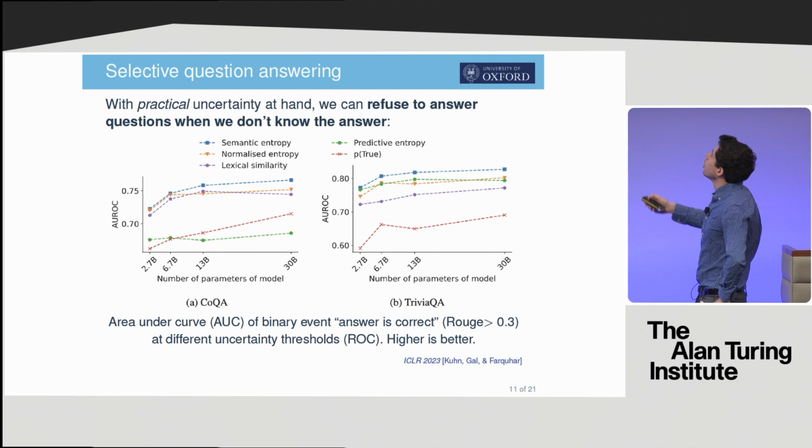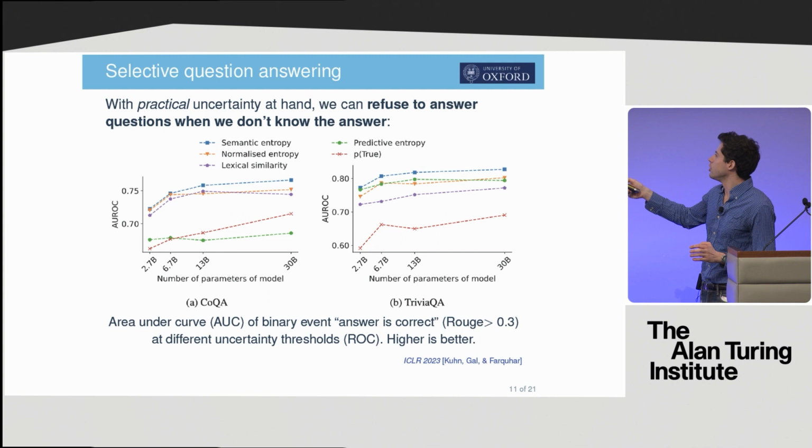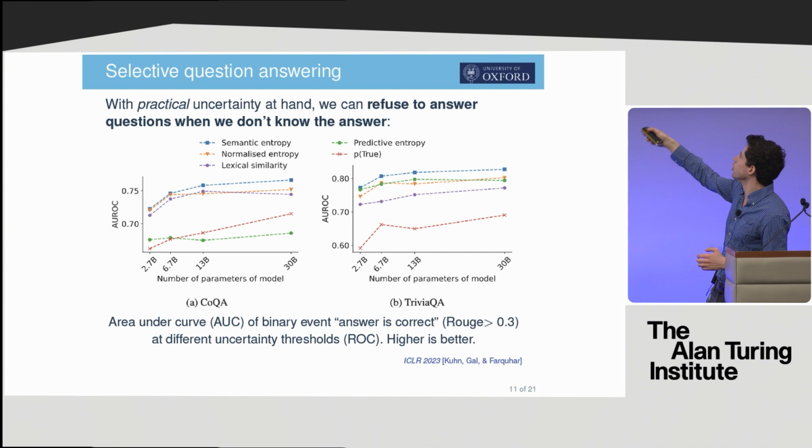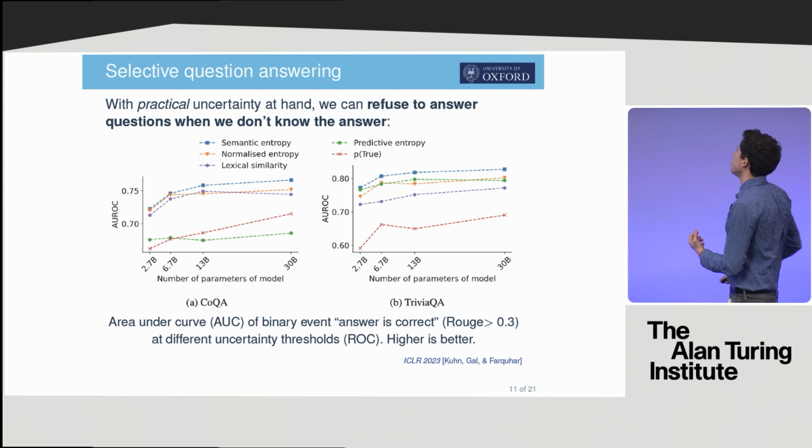And it turns out that if you look at metrics like the area under the curve for the binary event, answer is correct, you don't need to worry about the details, but the main point is higher is better, and we managed to perform very well. The blue thing over here is the semantic uncertainty we just talked about, which managed to make considerable improvement over the previous ways that we could have tried to tackle that. Now, okay.